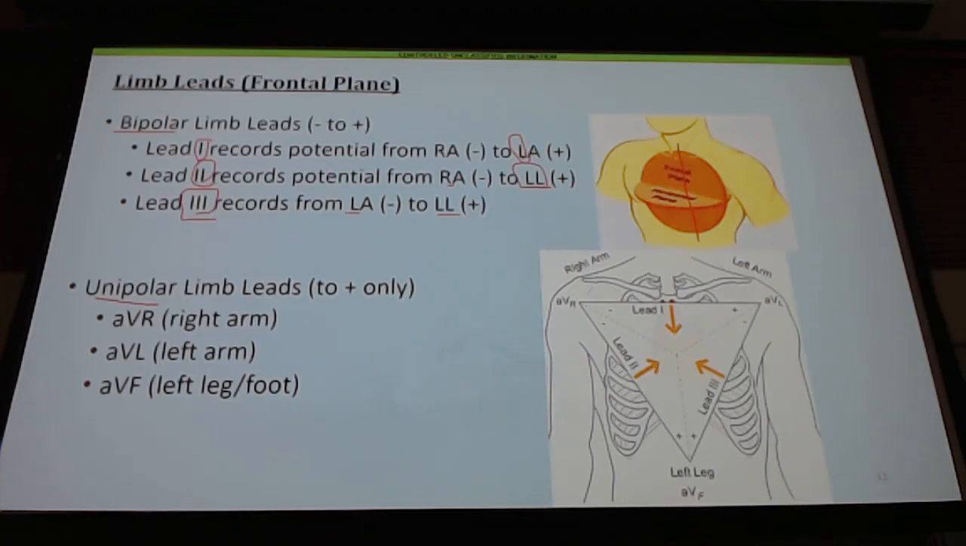And it also may start to make sense why we say leads 2, 3, and AVF are our inferior leads, right? Because what are we looking at with lead 2? We're looking at going towards the left leg. In lead 3, we're looking at going to the left leg. When we look at AVF, we're looking at the left leg, left foot, right? So with those 3 leads in total, we're seeing that inferior surface of the heart. Okay.